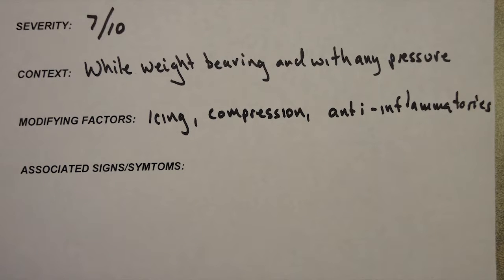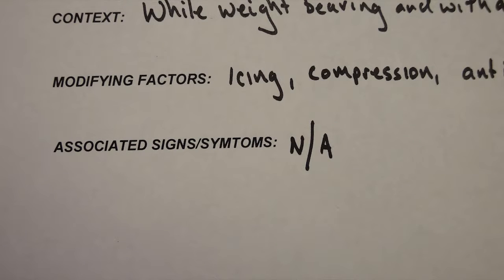Modifying factors. This is what they have done to try and relieve their symptoms. These things can include icing, stretching, anti-inflammatory treatment, or staying off their feet. Associated signs and symptoms. This is where they would state if their current symptoms are beginning to affect anything else, or if something else that they're experiencing is affecting the symptoms they are being seen for.